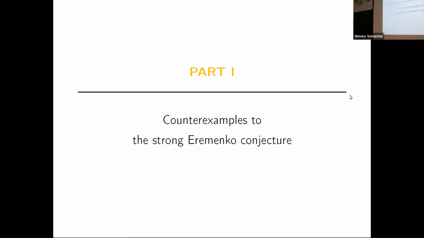Okay, so I split the talk into two parts. The first part is about counterexamples to the strong Eremenko conjecture, and the second part is about counterexamples to Eremenko's conjecture itself. Of course, every counterexample to Eremenko's conjecture is a counterexample to the strong Eremenko conjecture, but this part here is an easier construction. So I think it's worth looking first at the strong Eremenko conjecture and then moving on to the next one.